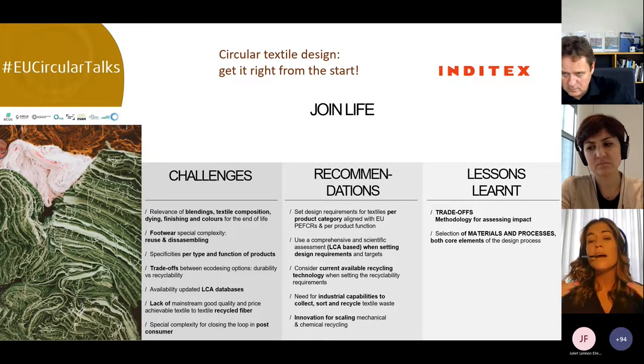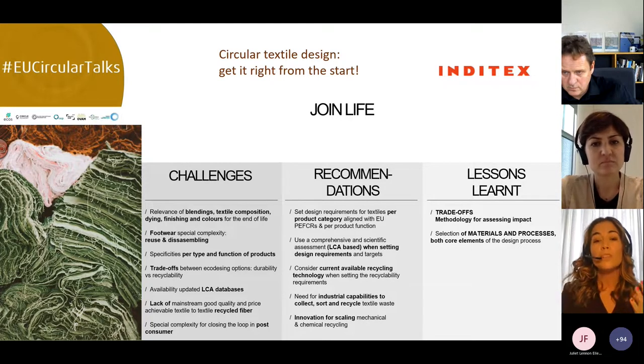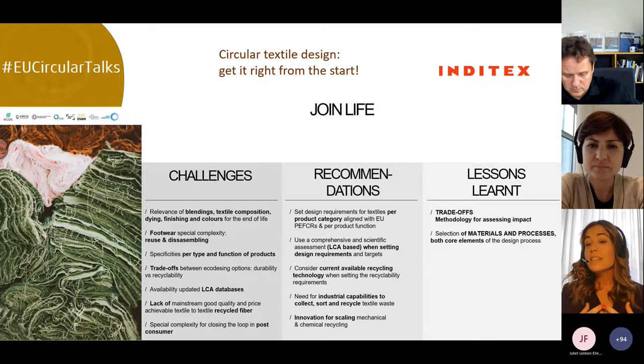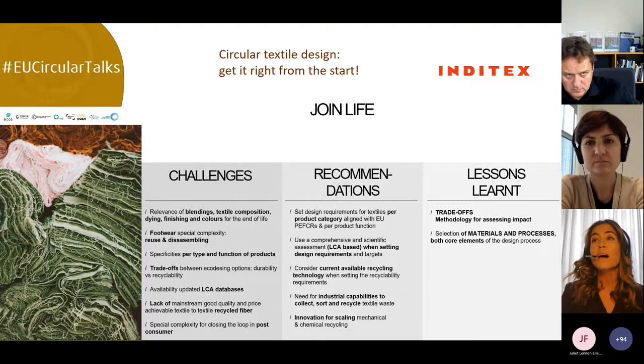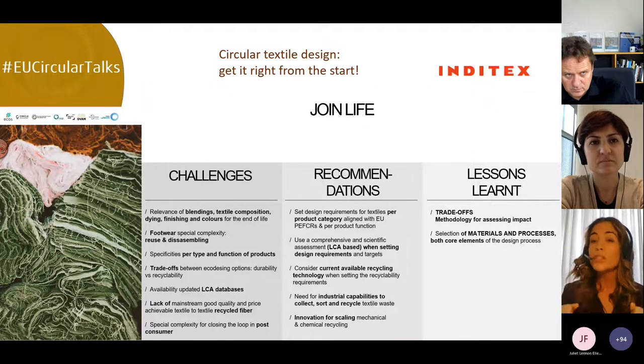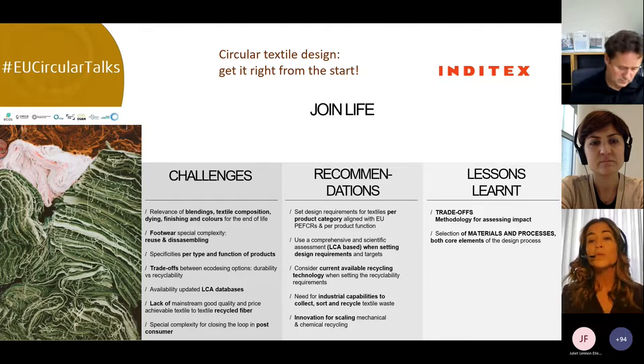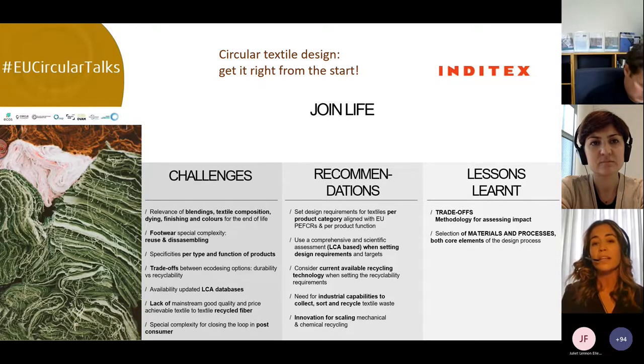And that's the importance of having a methodology to really assess, and to provide tools to the designer to make the right choices. There's really a lack of available good quality recycled fiber for all types of fibers, good quality, mainstream, and with enough capacity. And we have a special difficulty in really closing the loop in post-consumer, and we have to innovate. That's a recommendation. We need to innovate, and this is what we're supporting, to really scale up at industrial level mechanical and chemical recycling. There's a need for industrial capabilities to sort, collect, and recycle textile waste.